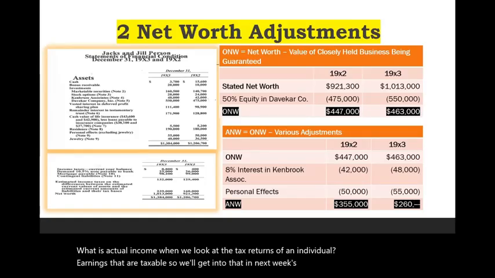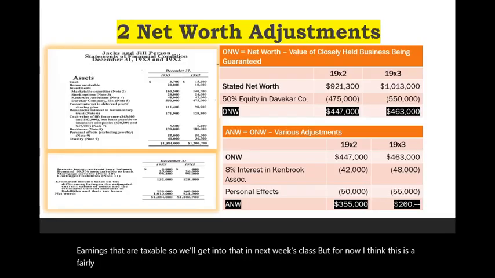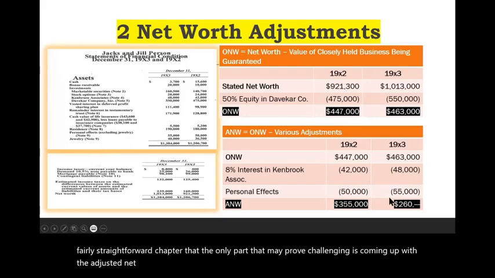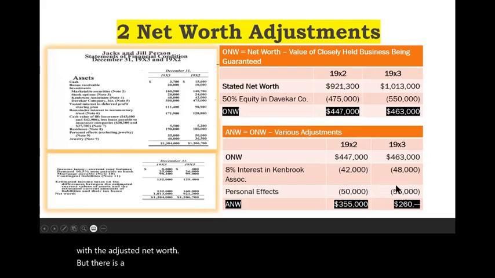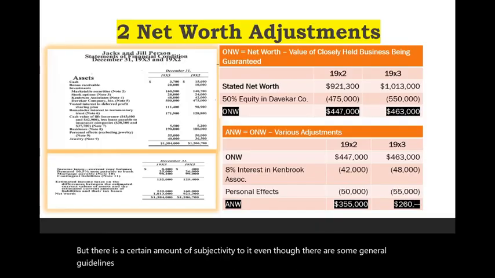But for now, I think this is a fairly straightforward chapter. The only part that may prove challenging is coming up with the adjusted net worth. But there is a certain amount of subjectivity to it, even though there are some general guidelines as to things that should be taken into consideration. All right.